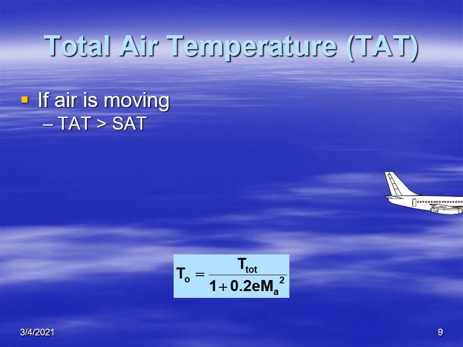If the airplane is moving through the air and moving at a good clip, total air temperature is always going to be greater than static air temperature. So that gives you a little bit of insight into trying to measure temperature from a moving platform.